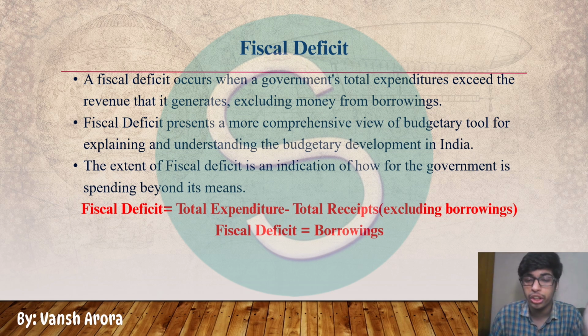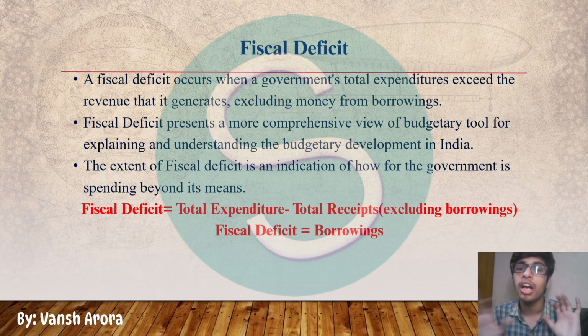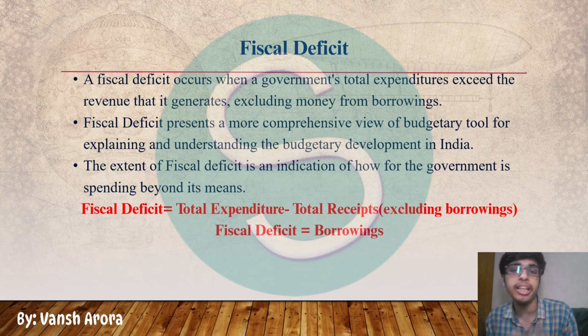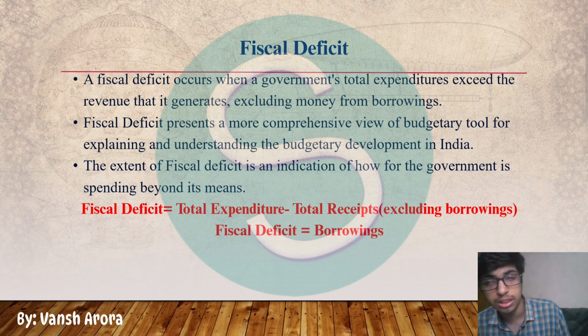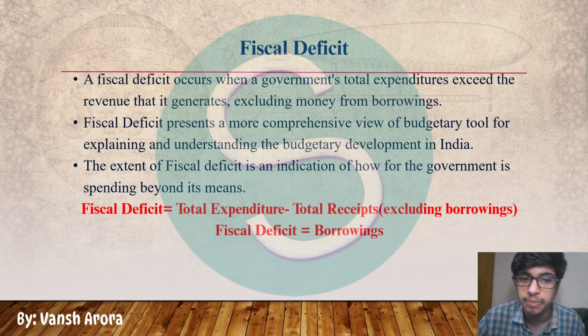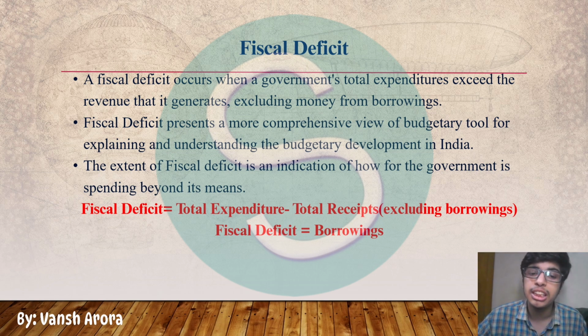I am just saying, if the total expenditure of the government exceeds the total receipts of the government, then it is a situation of fiscal deficit, excluding the money from borrowings. We are not counting the money that we are taking by borrowing from someone else, or taking a loan from someone else. We are not considering that under this. Okay.